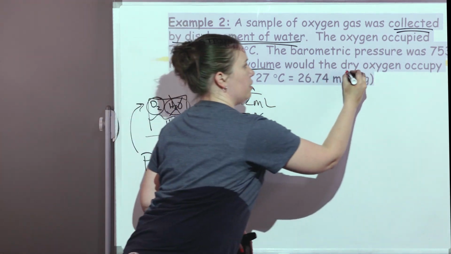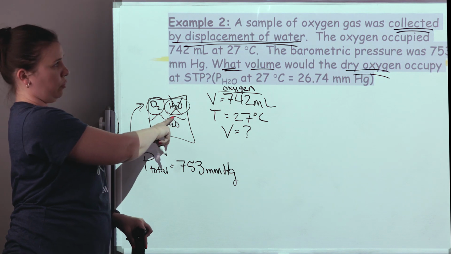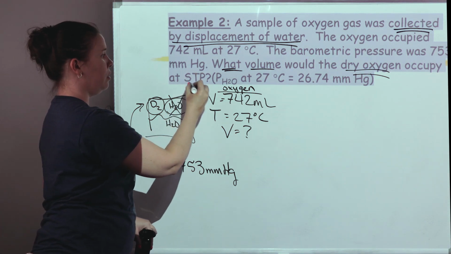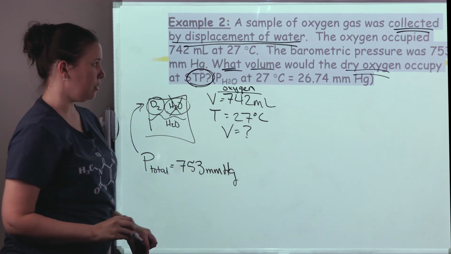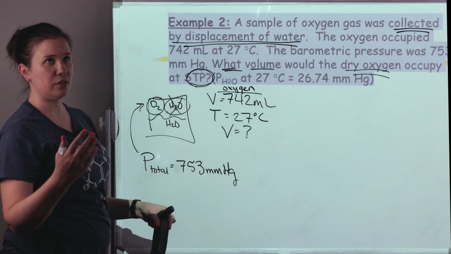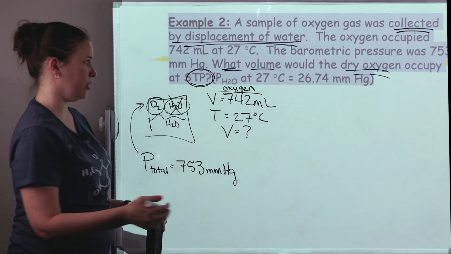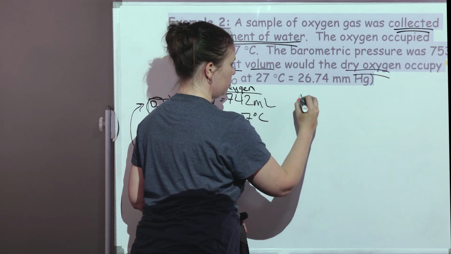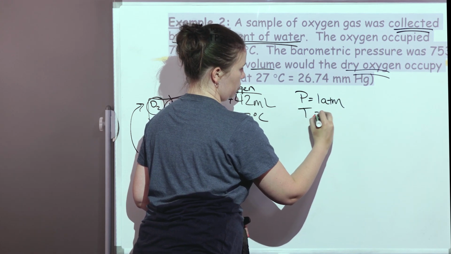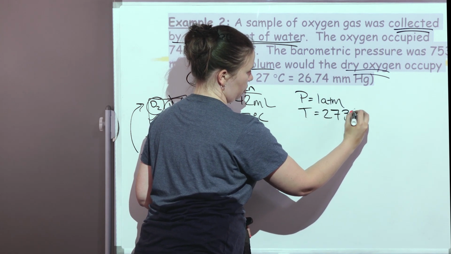What volume, so there's my V question mark, would the dry oxygen, another hint there, dry oxygen meaning without water, occupy at STP? Now remember that STP is giving you numbers as well, the temperature of 273 and the pressure of 1 atm. So let's go ahead and write those up here too. Pressure 1 atm, temperature 273 Kelvin.